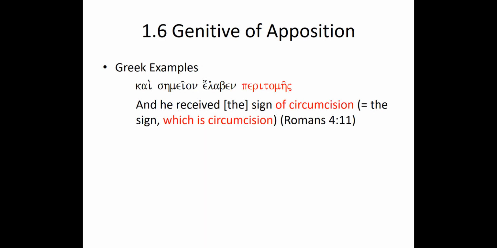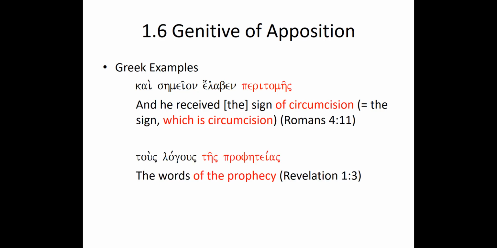Kai semeion elaben peritomes. And he received the sign of circumcision. In other words, he received the sign which is circumcision. He received the sign. What is the sign? Well, let's have some further explanation. It's circumcision. Notice here we did add the word of, and the meaning was not changed. That was different from simple apposition. Tous logous tes propheteias, the words of the prophecy.